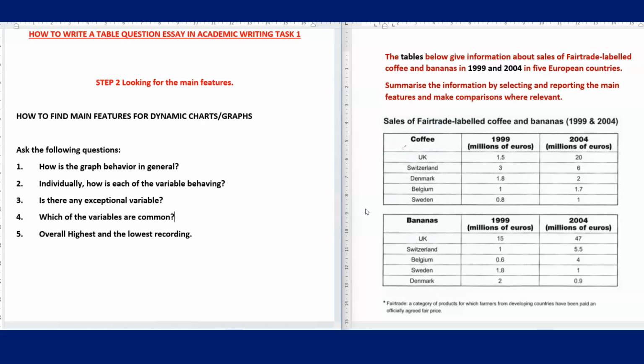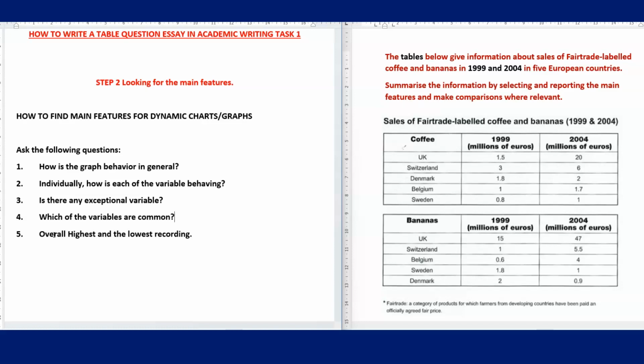So when we say exception, we mean the one that stands out, and among the 5 countries, it's only Sweden and Denmark. When it comes to banana trade, they are those that stood out. Sweden and Denmark stood out as the only 2 countries which reduced the total amount they spent to buy banana on the world market. Okay, and which of the variables are common? We can say UK, Switzerland, and Belgium are common in all trade. They all saw an increase in their total amount of trade.